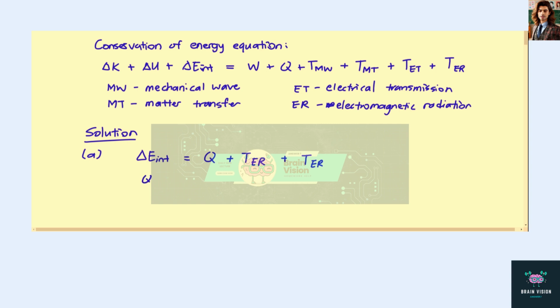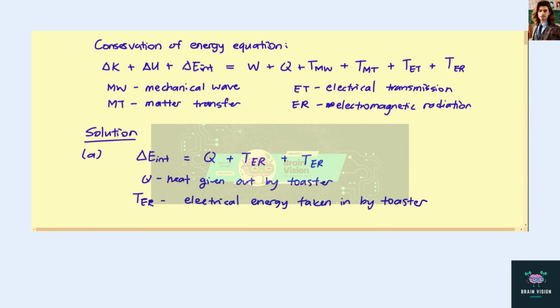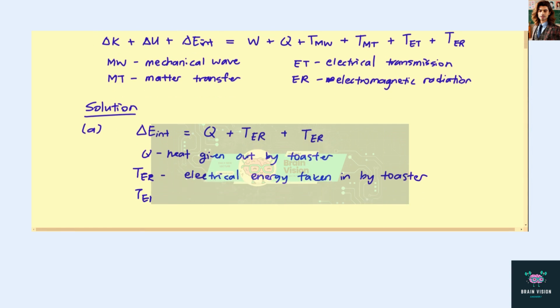So this Q is heat given out by the toaster. The TET is the electrical energy taken in by the toaster. And then TER is when the heating coil glows, so there is light energy.